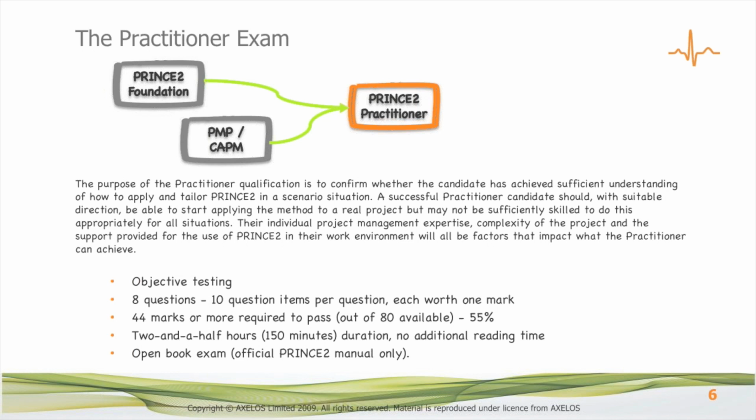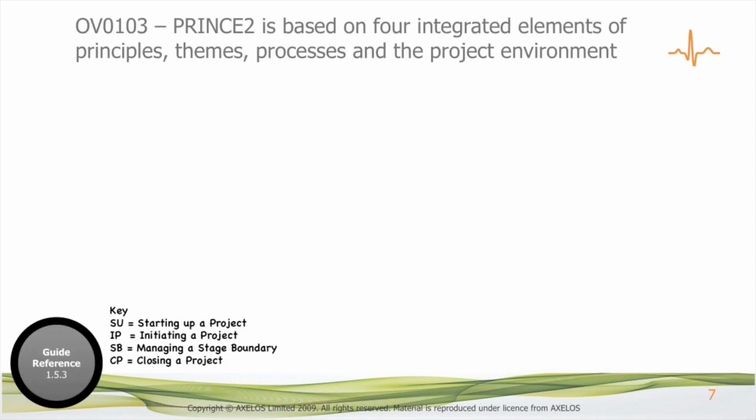Now, the practitioner exam is actually not a simple exam, hence the reason for this webinar, and it's a 2.5-hour exam. There are 8 questions. Each question has 10 sub-questions worth 1 mark. So you need to get 44 marks or above to pass. So it's a 55% pass mark. It is open book, and what that means is you can take in the Prince2 guidance that we saw before, but nothing else. So you're allowed that book in to the exam room, but nothing else.